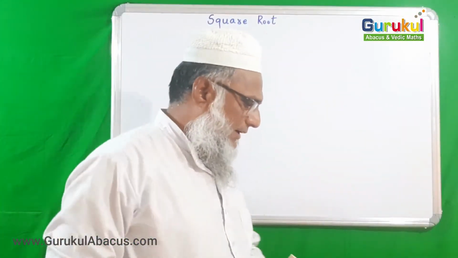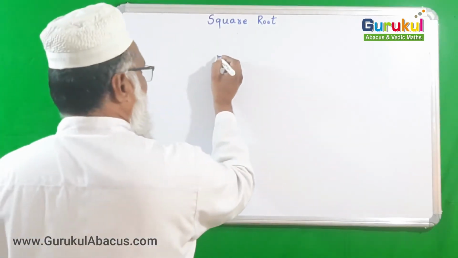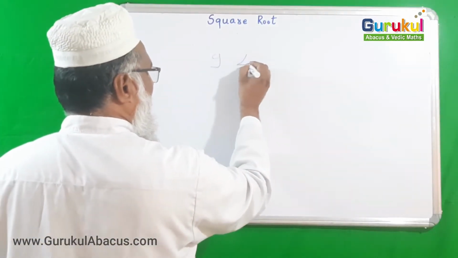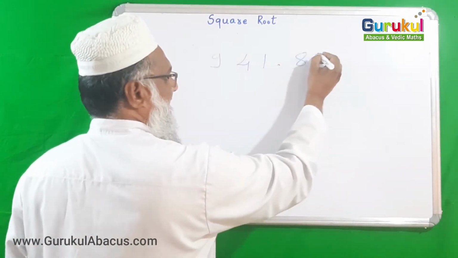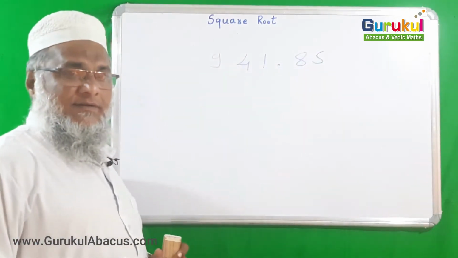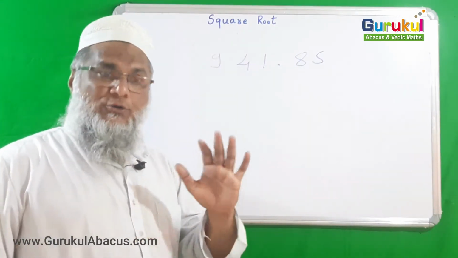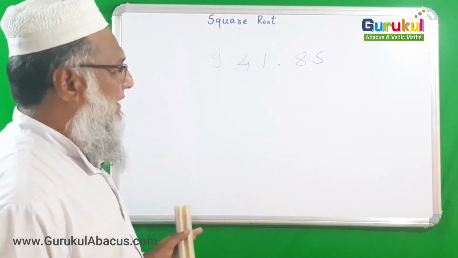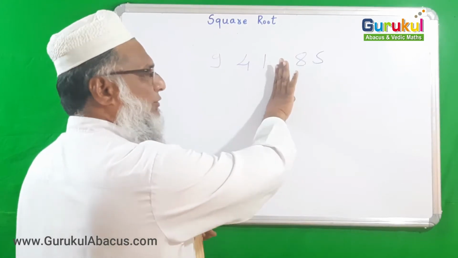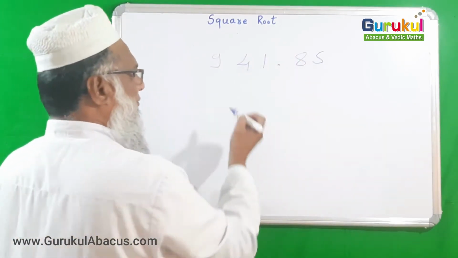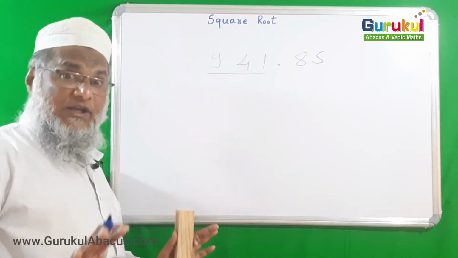In the next example, our given number has a decimal point. So our number is 941.85. Then here you may have the question, how to make a pair. To make a pair, you ignore the digits after the decimal point. Ignore it. You should suppose you have only 941 while making pairs.